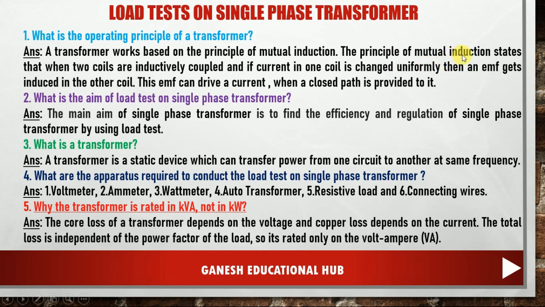The principle of mutual induction states that when two coils are inductively coupled, if current in one coil is changed uniformly, then an EMF gets induced in the other coil. This EMF can drive a current in the secondary side when a closed path is provided to it. See here, mutual induction means if current in one coil is changed uniformly, then an EMF gets induced in the other coil. This EMF can drive a current in the other side or secondary side when a closed path is provided to it.